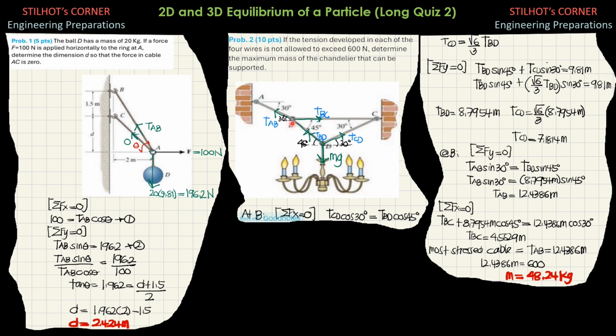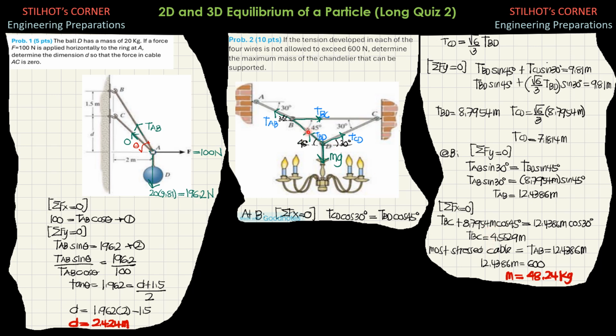Then we proceed to joint B, summation of forces Y first so that we can solve T_AB. The vertical component of tension AB, T_AB sine of 30 degrees, equals the vertical component of BD, which is tension BD sine of 45 degrees. Substituting the value of T_BD, 8.7954 M sine 45 divided by sine 30 degrees. So tension AB is 12.4386 M.